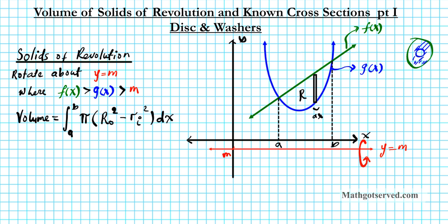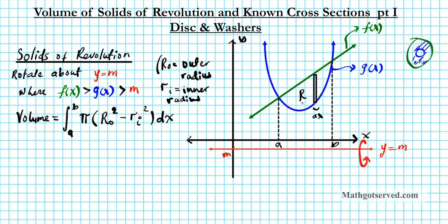Okay, so let's just make a note here on the side that r sub 0 is the outer radius, and little r sub I is the inner radius. So let's keep that in mind. Okay, so this is a general formula.